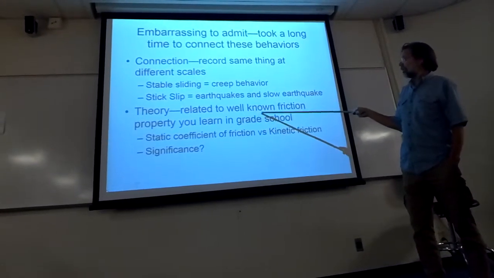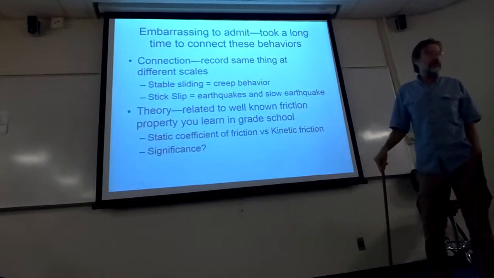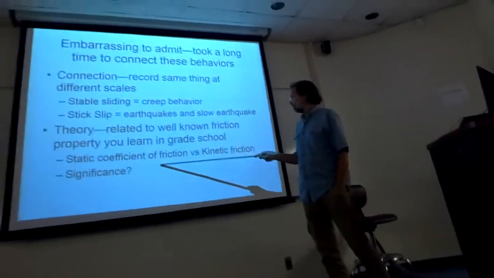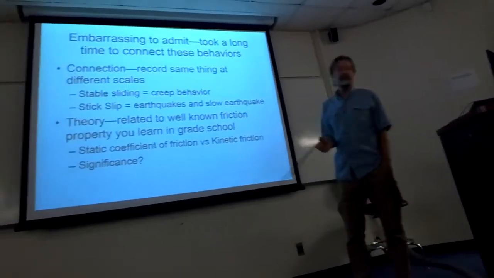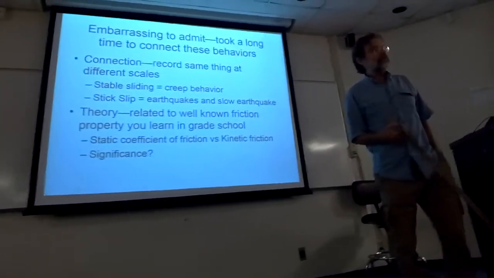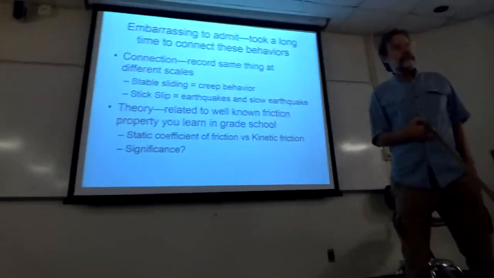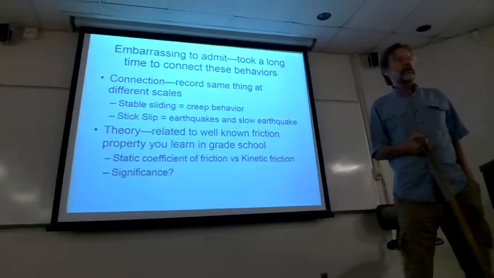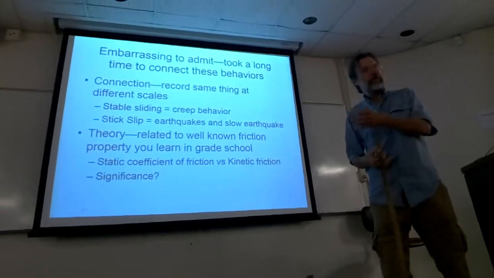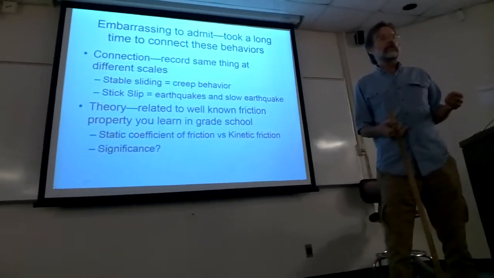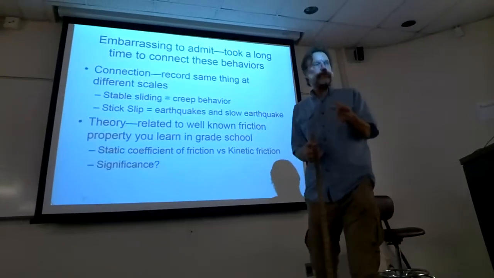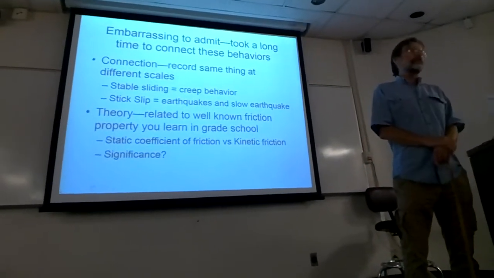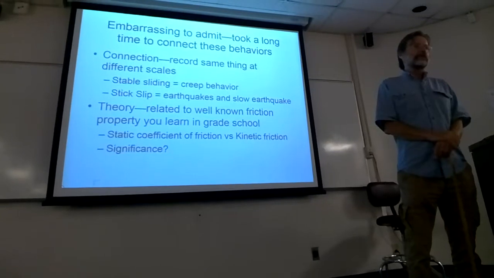But it's really related to the well-known property that you learned in grade school, which is the relationship between the static coefficient of friction and what's called the kinetic coefficient of friction. Do you remember that distinction? What was the difference? One you have to overcome in order to make it move, right? And then the one that you actually have when you're just sliding it, right? The strength of sliding it. What's the usual observation? For most materials, the static coefficient is higher than the kinetic, correct.